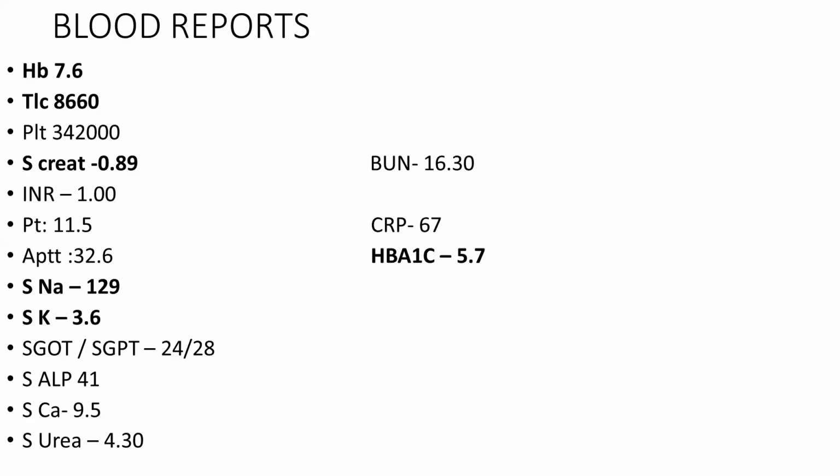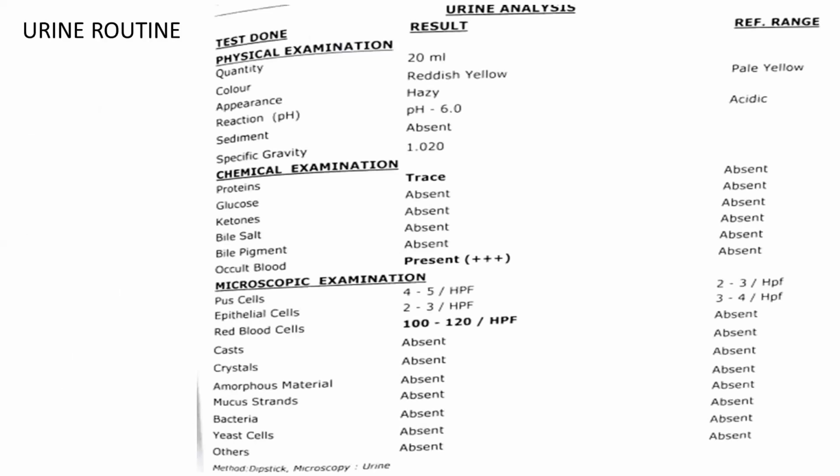So what are the abnormalities you are seeing now? There is anemia of hemoglobin. Hyponatremia of sodium 129. Fine. C-reactive protein is also elevated. Show them sonography. This was the urine routine, sir. The urine routine showed red blood cells 100 to 120 per high power field.